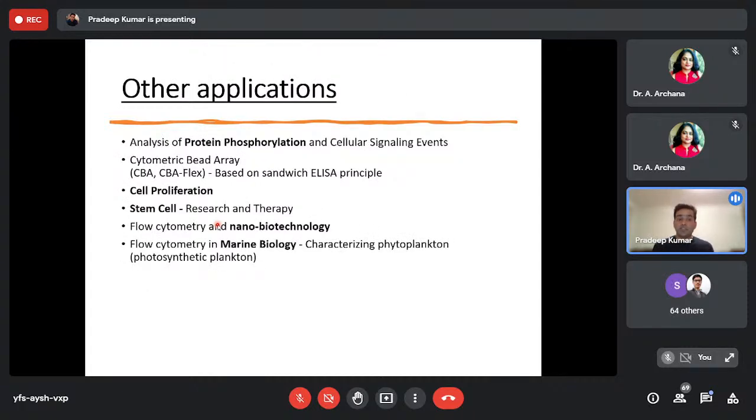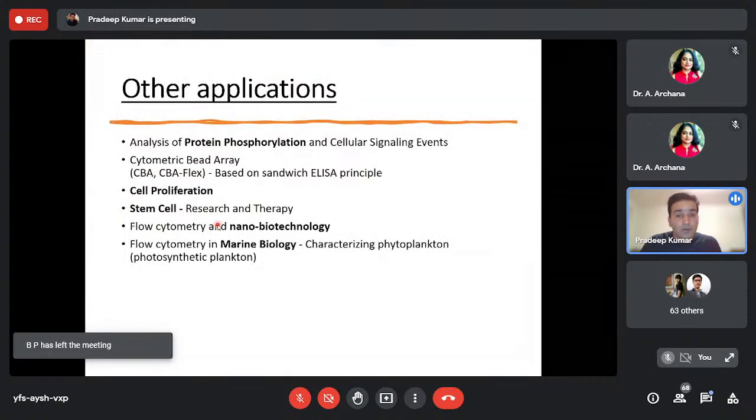Some other applications include stem cell research, nanobiotechnology, and marine biology. So flow cytometry is employed almost everywhere, as long as you are able to prepare a single cell suspension from anything, like marine samples. I've seen one instrument that is already taken into the sea, where they take water samples from different parts of the sea and characterize different populations to check the microflora there.